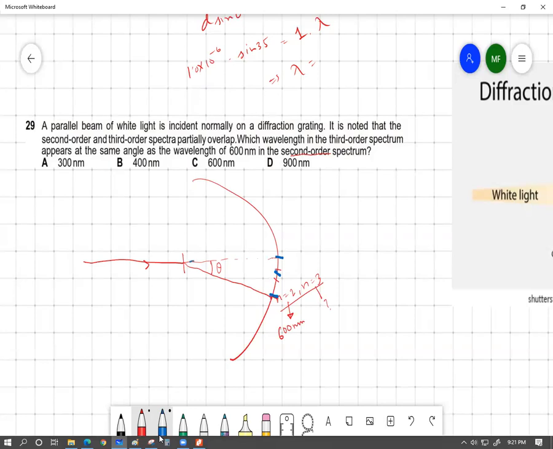Okay, I'll explain. Suppose at the central maximum position all the white light is producing perfect white. If I do the math first, the explanation will be easier. We are going to use d sin theta equals n lambda, but in this case d is the same for both of them. Sin theta would be the same for both of them because the question says that both of the maxima, the third order spectrum, are appearing at the same angle. So d sin theta is the same for both of them.